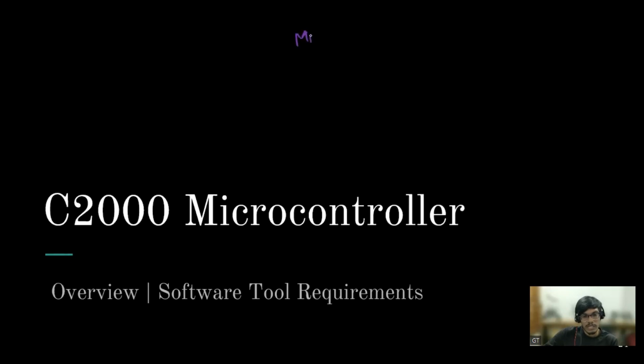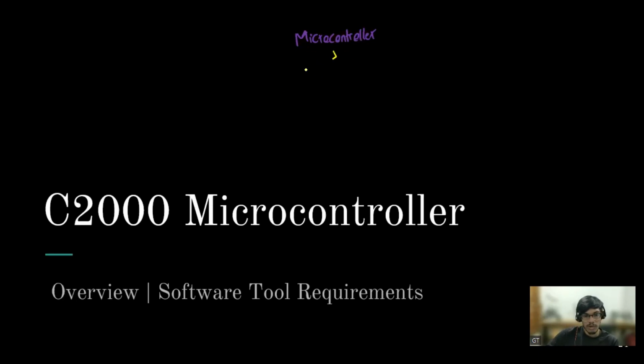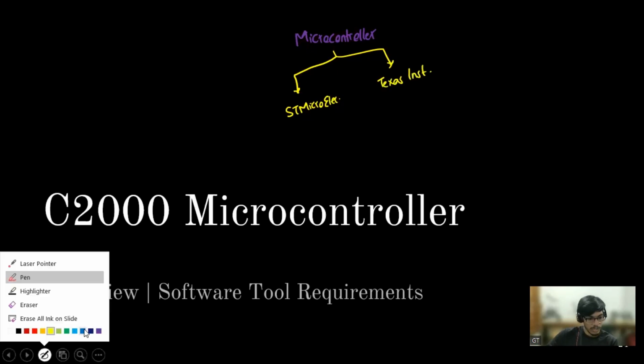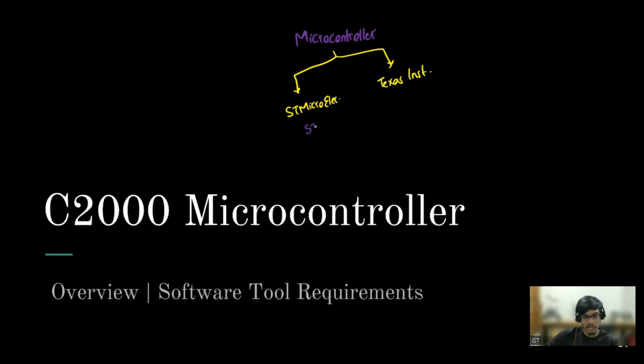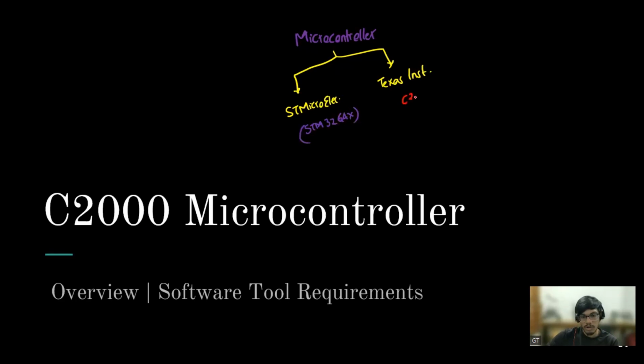So we were discussing microcontrollers today, and there are two microcontrollers. One is the ST Microelectronics microcontroller, and the other one is the Texas Instruments. In ST Microelectronics, we have discussed the STM32 family G4X, and here we will discuss the C2000 microcontroller, which is one of the Texas Instruments microcontrollers, which is quite popular.